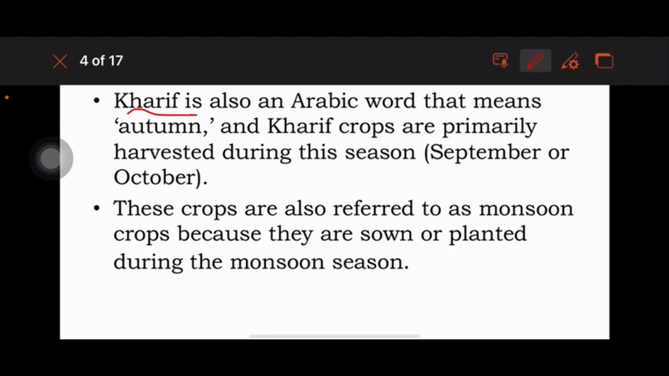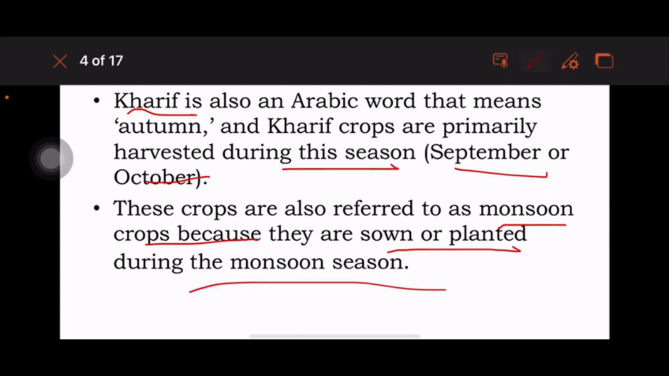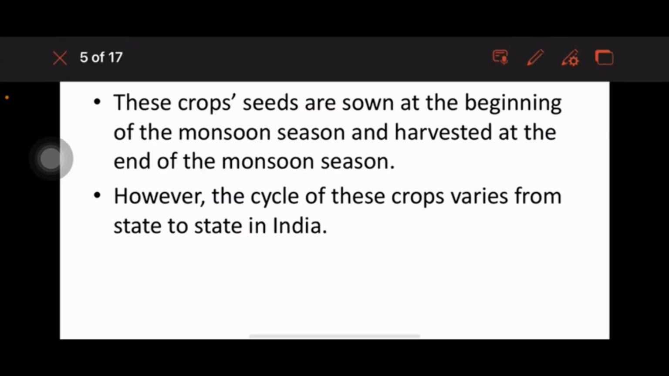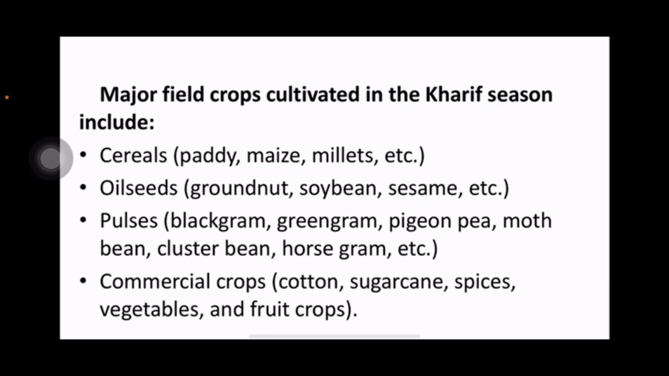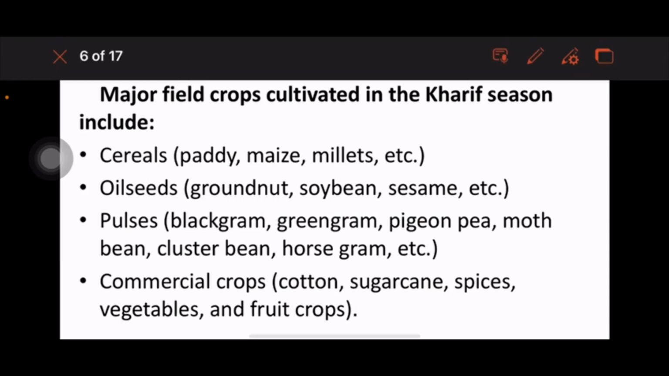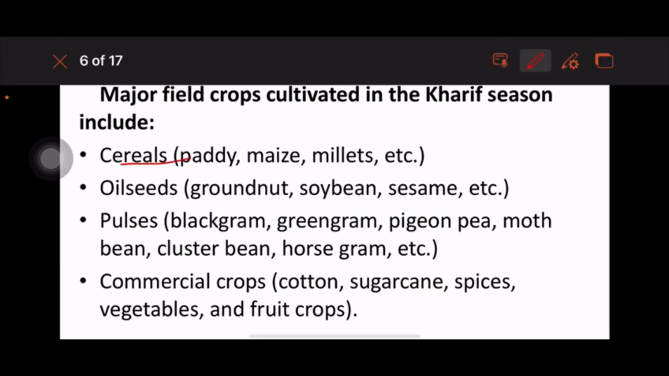the season of September or October. These crops are also referred to as the monsoon crops because they are sown or planted during the monsoon season. These crop seeds are sown at the beginning of the monsoon season and harvested at the end of the monsoon season. The cycle of these crops varies from state to state. Major field crops cultivated in the kharif season include cereals, oil seeds, pulses and commercial crops.